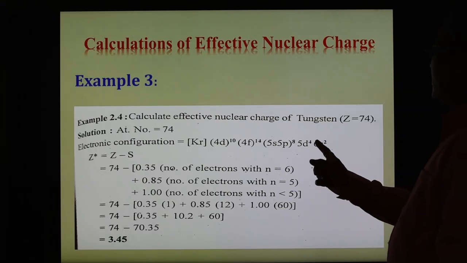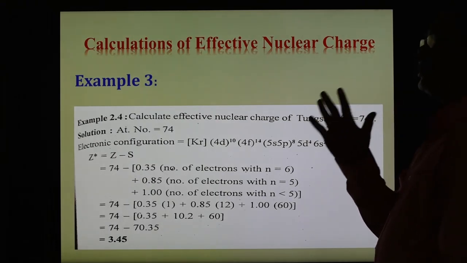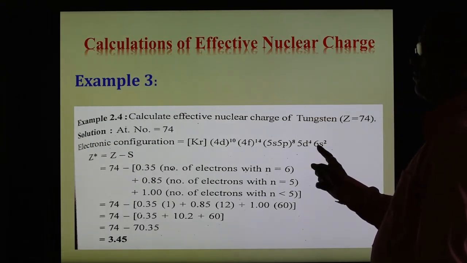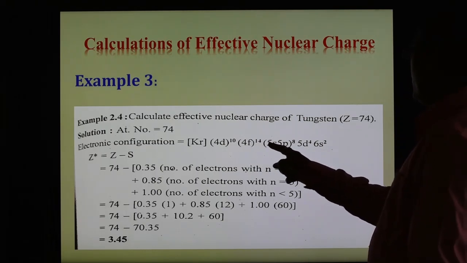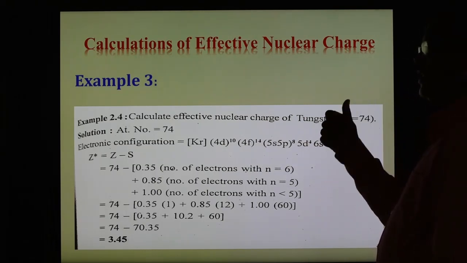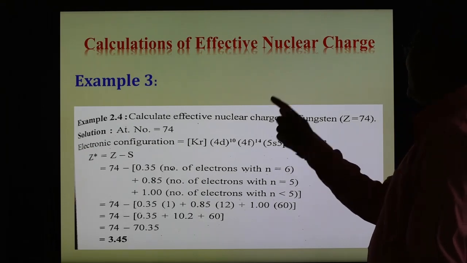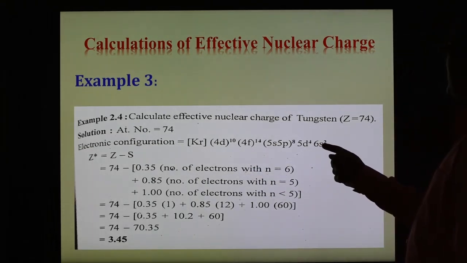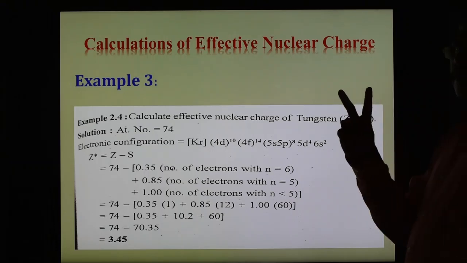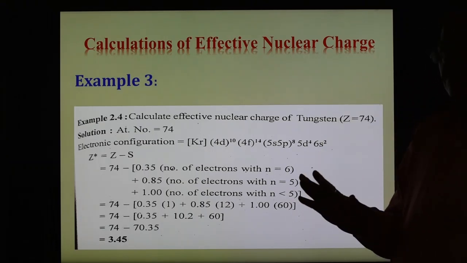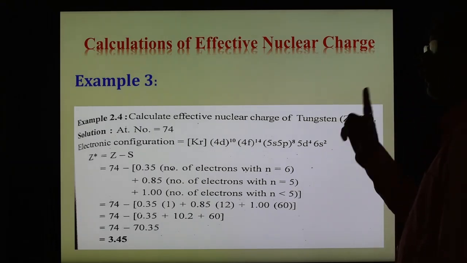Now n means the outermost shell, and the total shells are 6: 1, 2, 3, 4, 5 and 6. So n is 6, n minus 1 is 5, and n minus 2 is 4. In this case 6s has 2 electrons. As per the rule, the last electron does not contribute, but here we can take 1 electron out of the 2.